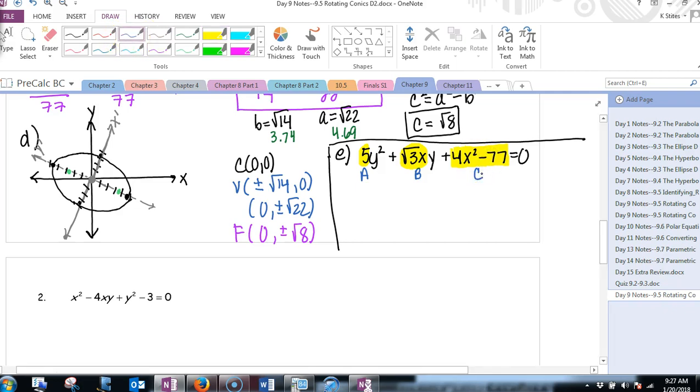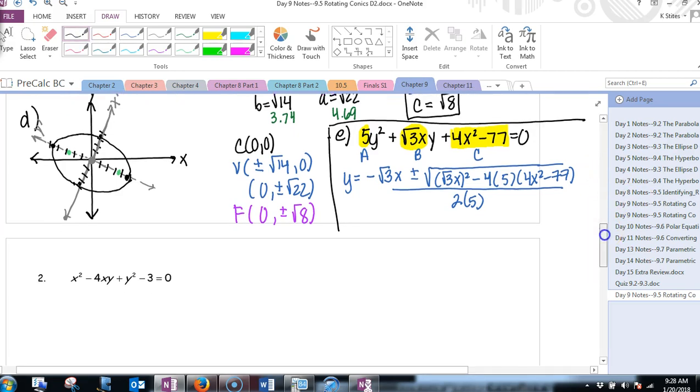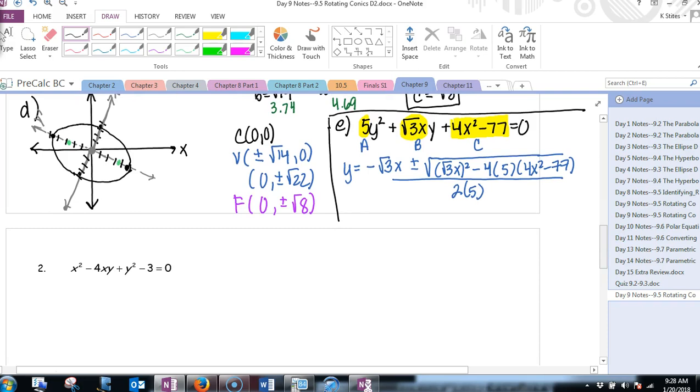Okay, so we're going to say y is equal to opposite b, so that's this, plus or minus the square root of b squared minus 4ac, all over 2a. And then what you need to do is tell me what you're going to type into y1 and y2 of your calculator. Okay, this is how you'd actually graph this with your calculator.